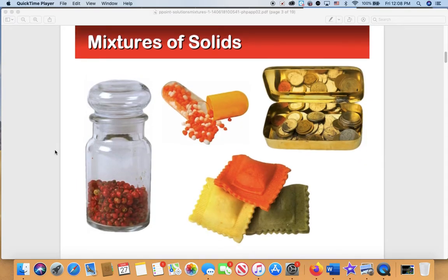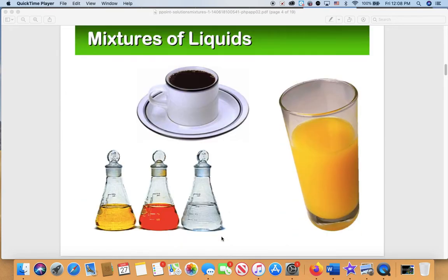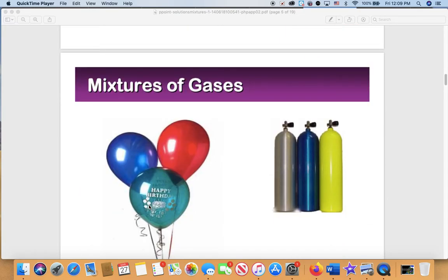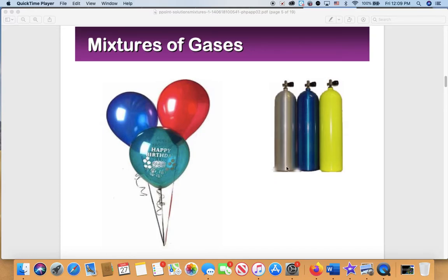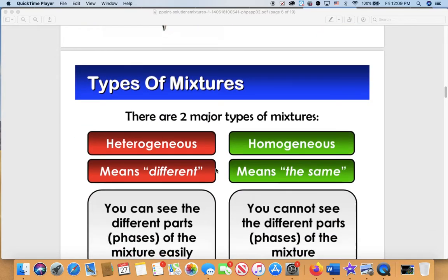So here's some examples of solids that are mixtures. I have a pill that has different mixtures of different medicines within it, different compounds within it. Here's a tin filled with different coins. There's different mixtures of spices in this jar. Here's some liquids. Water and coffee, that's a mixture of different liquids. Here I've got oil, vinegar, and water, and then orange juice has sugar in it, and water, and all sorts of different liquids. The different mixtures of gases, maybe the 3 different gases, I don't know what those are, but yeah, straightforward.